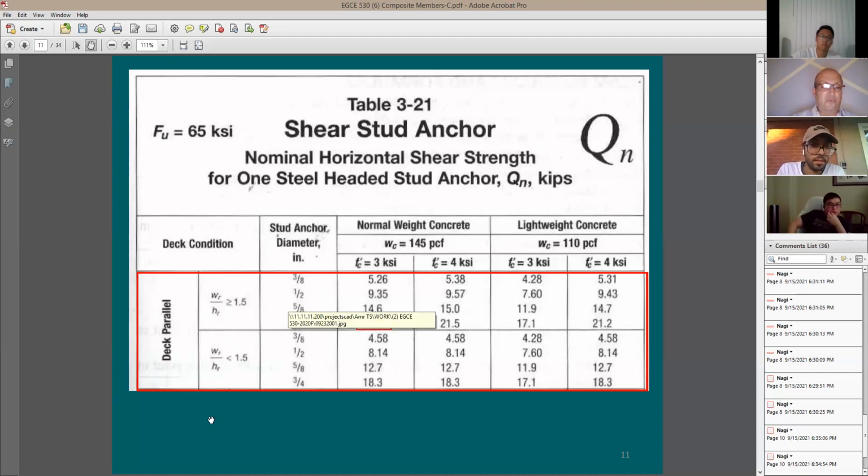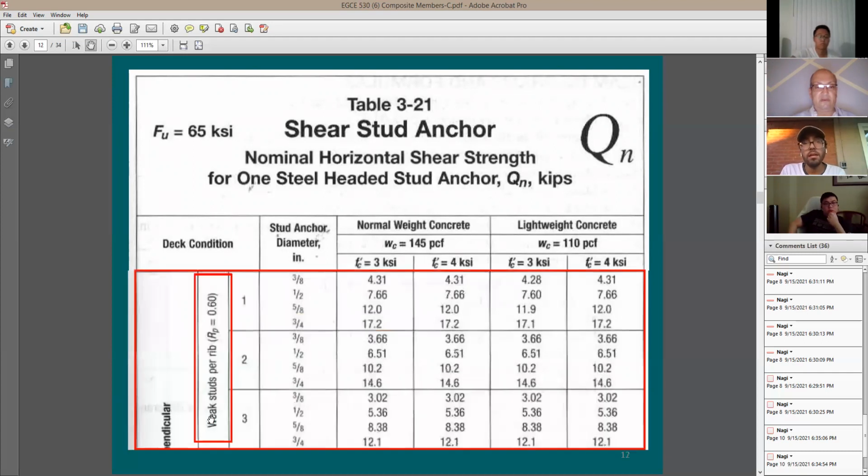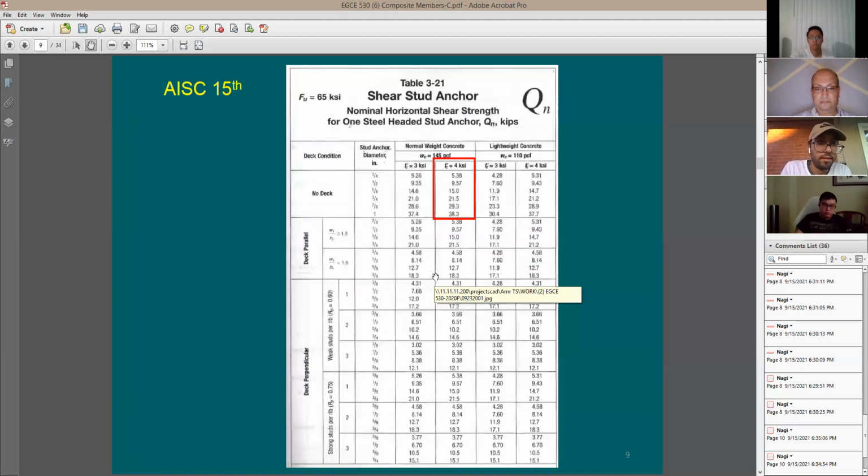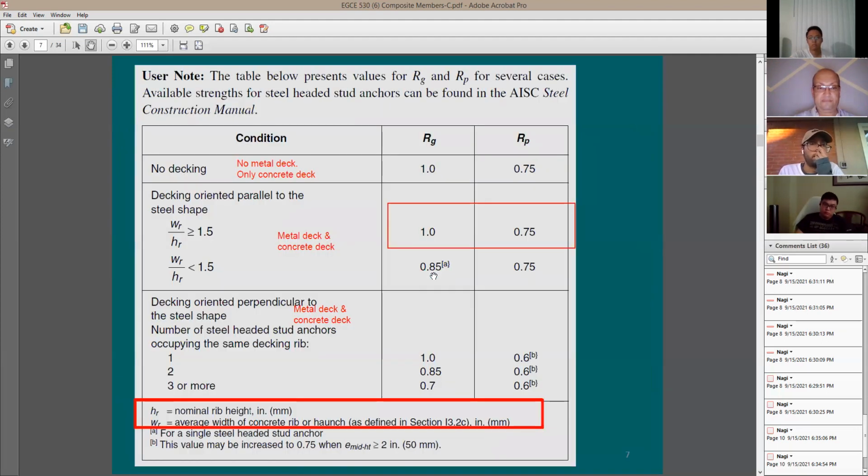So I'm going to move forward to when the deck is perpendicular. And then you have weak stud, you have 1, 2, 3, and you have the same thing. So here you can just look up the stud strength, okay? Any questions?